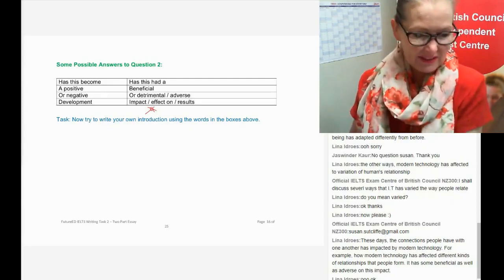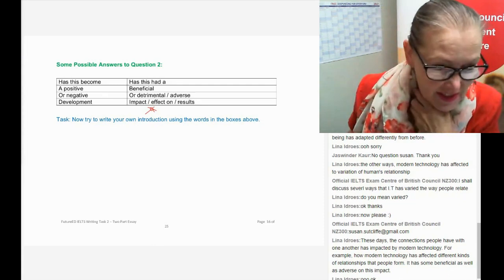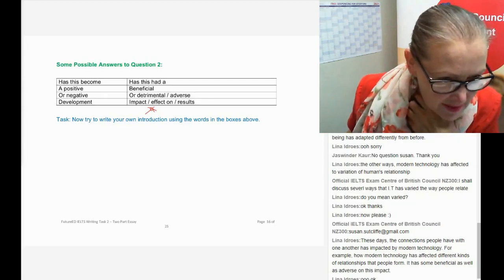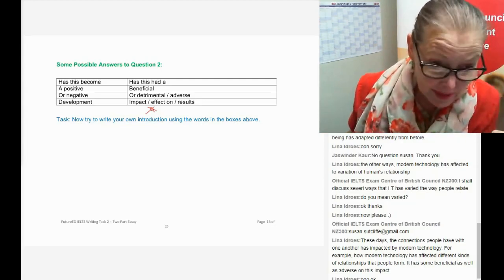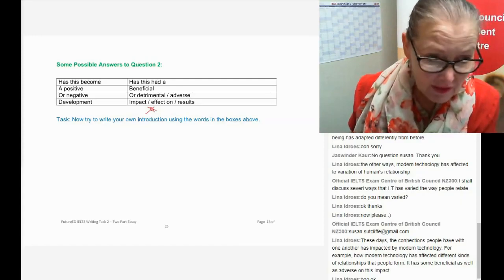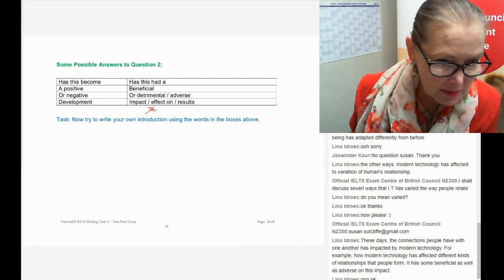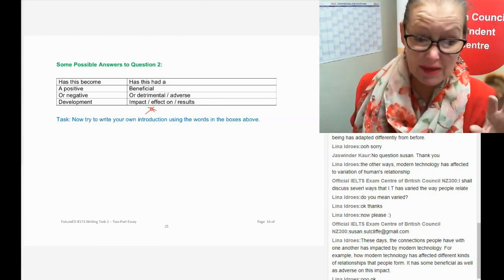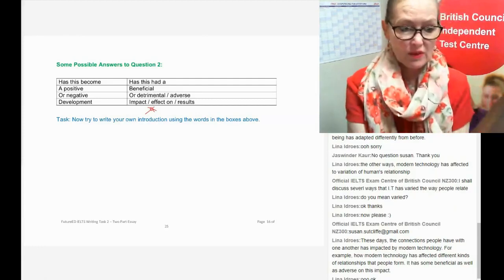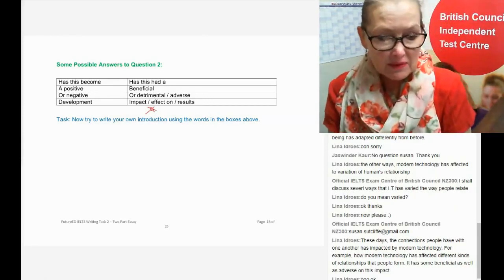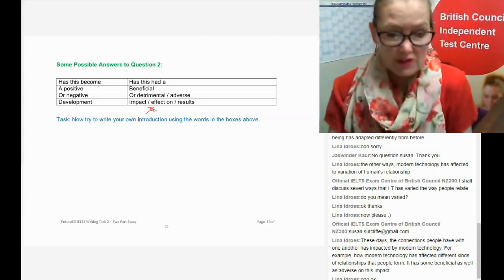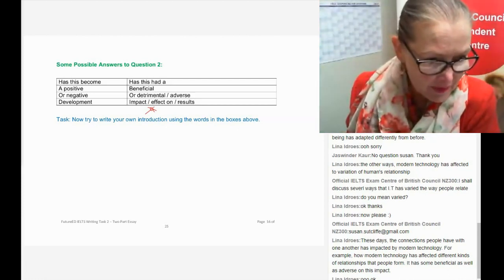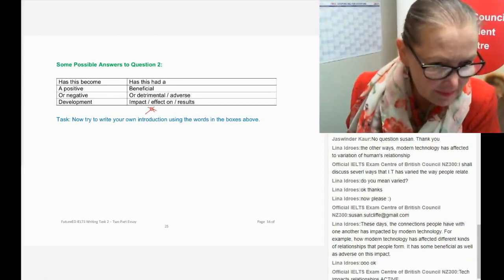Oh, wow, Lena's got one. Let's have a look at that, Lena. These days, the connections people have with one another, you want to say has been impacted. Very good, you're using passive. So these days, the connections people have with one another have. So there's my third person singular, my subject verb agreement. We're talking about the connections people. So people is plural, isn't it? So we want to say they have.